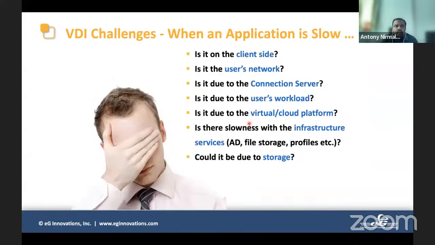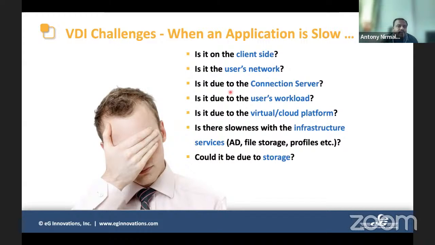Now, another challenge. You try to access an application, and it is slow. We don't know why it is slow. It could be slow on the client side. My client might be using a 2G network, accessing the application from a mobile, so it is slow. It could be related to the user's network, or it could be related to the data center side.